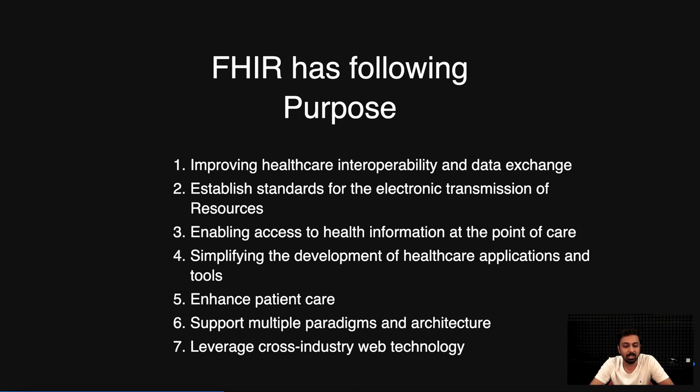Last is leveraging cross-industry web technology. As you all know, IT and technology move very fast, right? So FHIR does not restrict what technology you are using. You can build your application in .NET and your other application in React.js or Next.js, but the underlying standardization, how you write and how you communicate, it does control that. So it is controlling your communication side, but not the technology side.